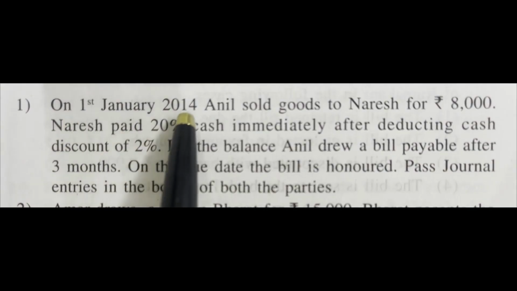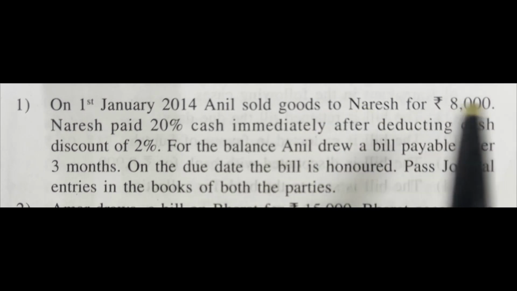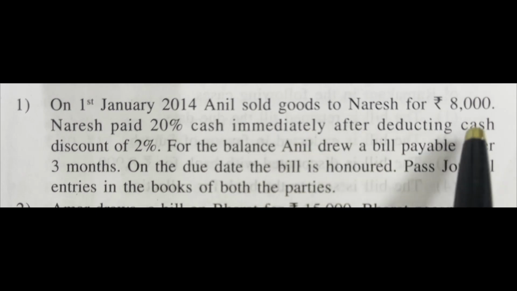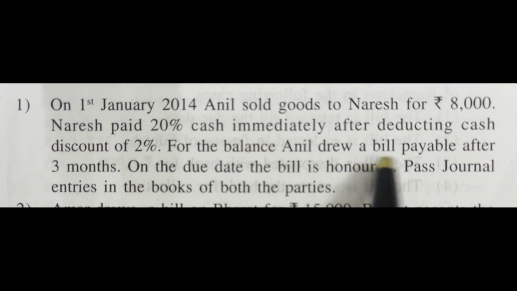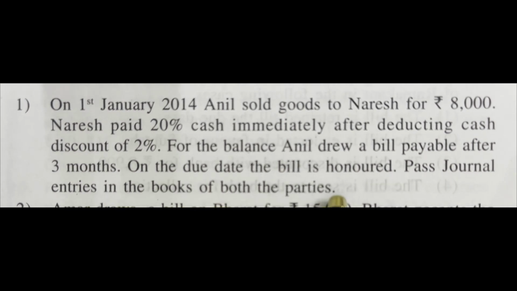On 1st January 2014, Anil sold goods to Naresh for 8,000 rupees. Naresh paid 20% cash immediately after deducting a cash discount of 2%. For the balance, Anil drew a bill payable after 3 months. On the due date, the bill is honored. Pass journal entries in the books of both the parties. This is the question. Let us see the solution for this.